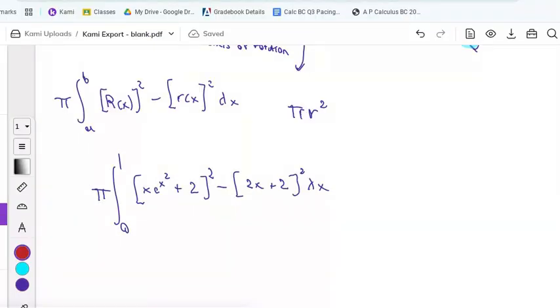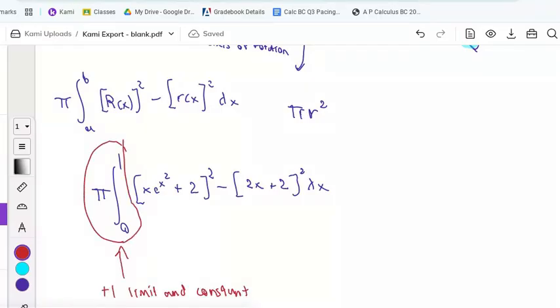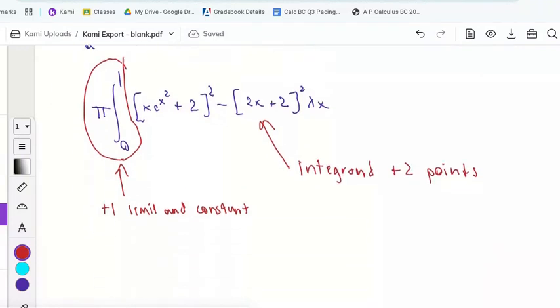You can get 1 point for writing the correct limit and constant. You can get or miss 2 points for writing the correct integrand. That's about it for part B. Let's move on to part C.